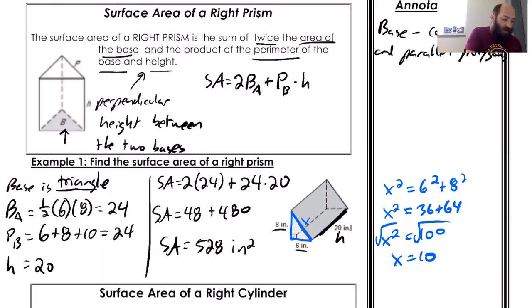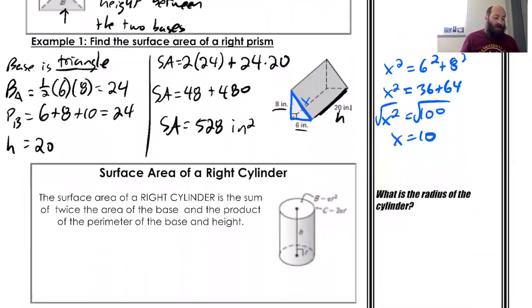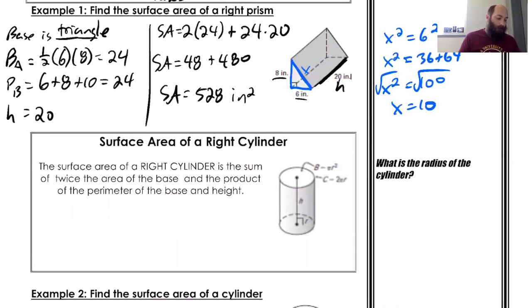you work backwards. So I'll give you surface area, give you like area of the base, but then you have to find something like that. Surface area of a right cylinder is actually the same thing. Surface area of a right cylinder is the sum of twice the area of the base and the product of the perimeter of the base times the height.